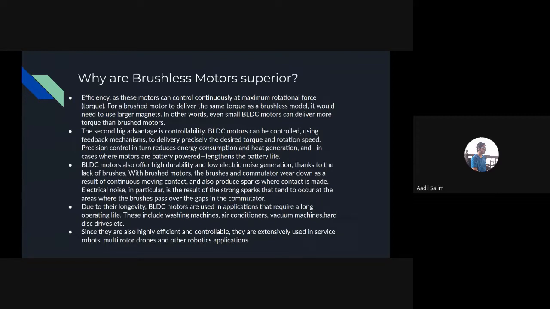Second advantage is controllability. Using feedback mechanisms, we can control the BLDC motor so that we can get the desired amount of torque and rotation speed. It is always to be remembered there's a trade-off between these two parameters, torque and speed, because the product of torque and speed essentially gives you the power delivered by the motor.